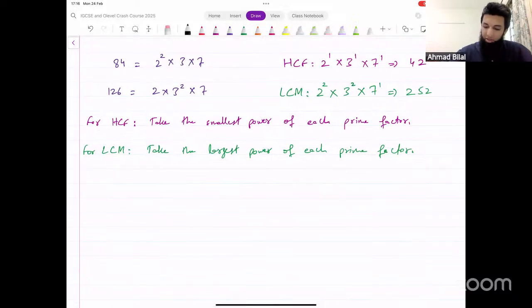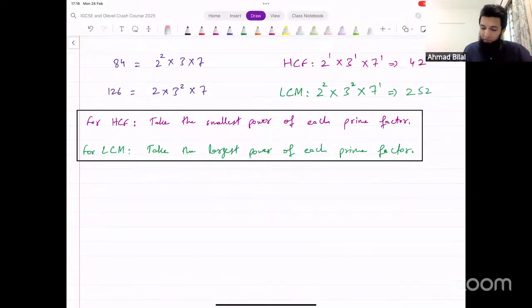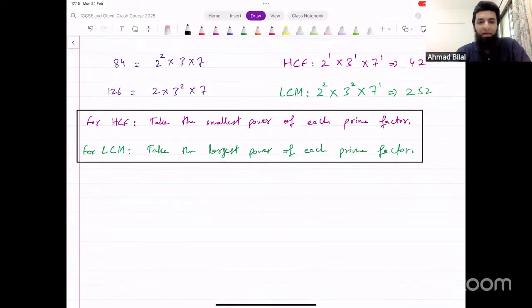Now, this is important to remember. For HCF, you take the smallest power of each prime factor. For LCM, you take the largest power of each prime factor. Okay, and that should give you the result. Okay, I hope that makes sense. That's the idea. That's how you find HCF and LCM.